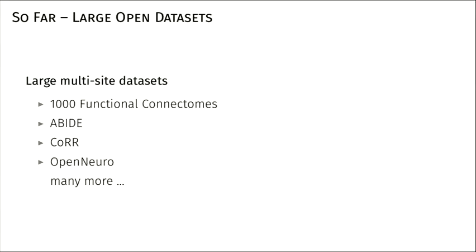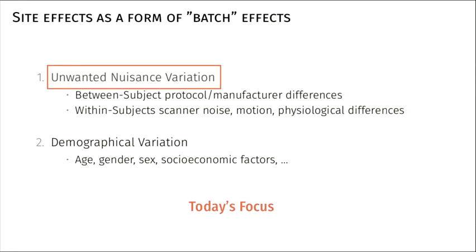So you've heard a great deal about a lot of wonderful open data sets, or some of them not quite open, but at least FAIR data sets. There's a lot of amazing data for you to take advantage of, and a lot of software to be able to analyze this data. But one of the downsides of accumulating data across many different sites, and especially from multi-center data sets, is that there is a lot of unwanted nuisance variation.